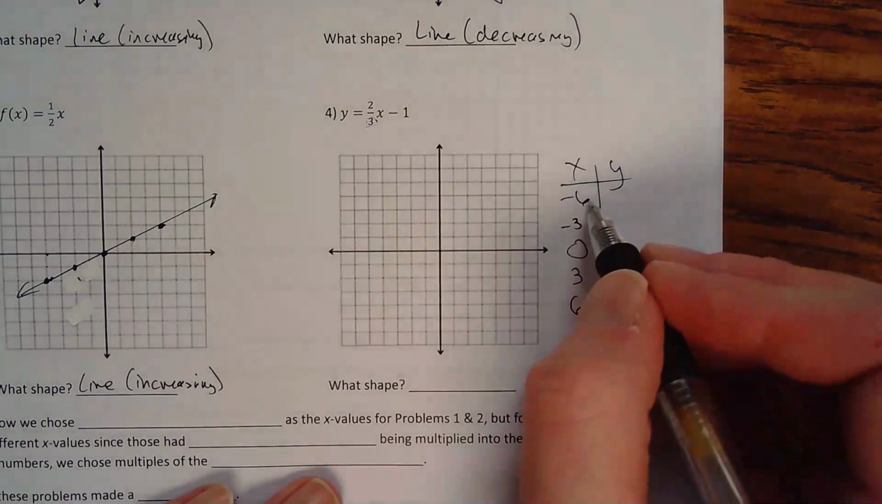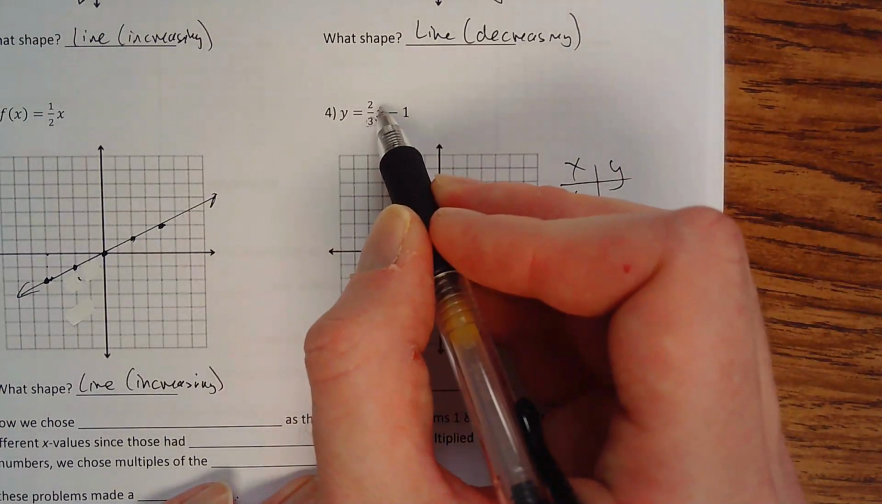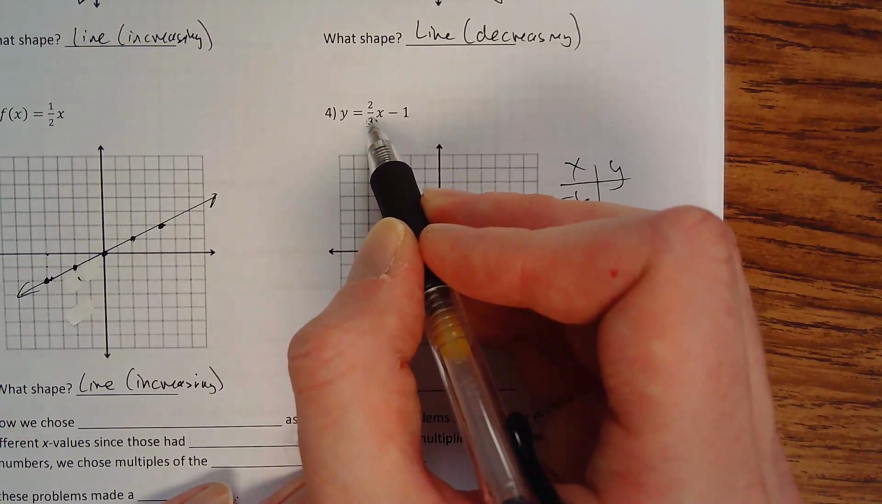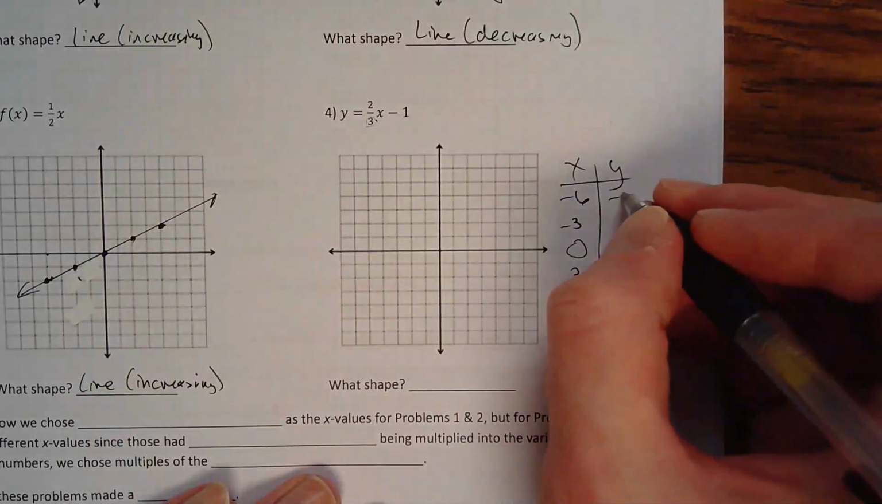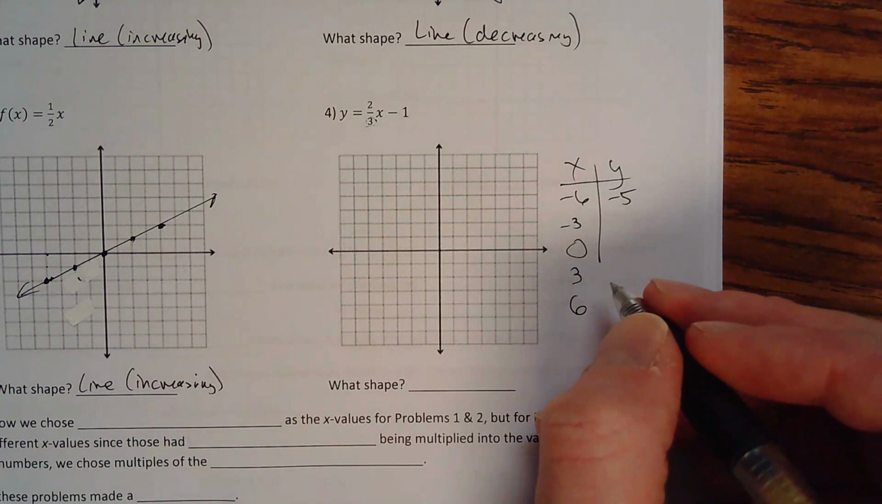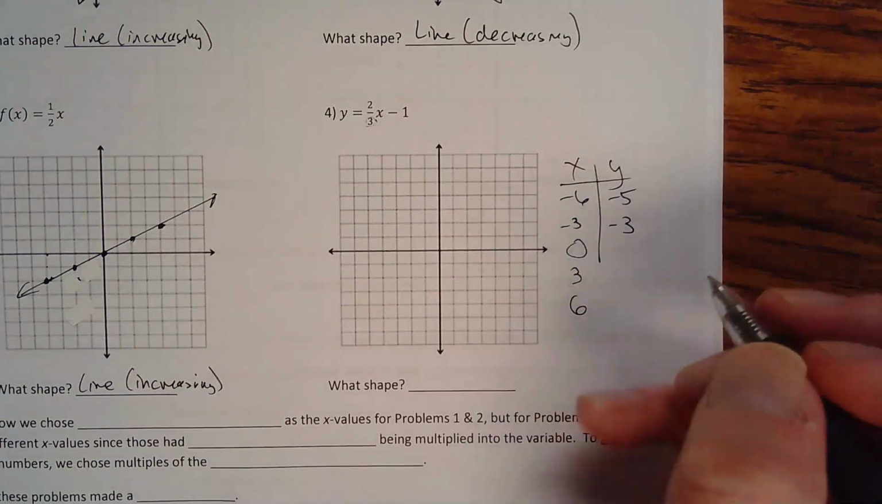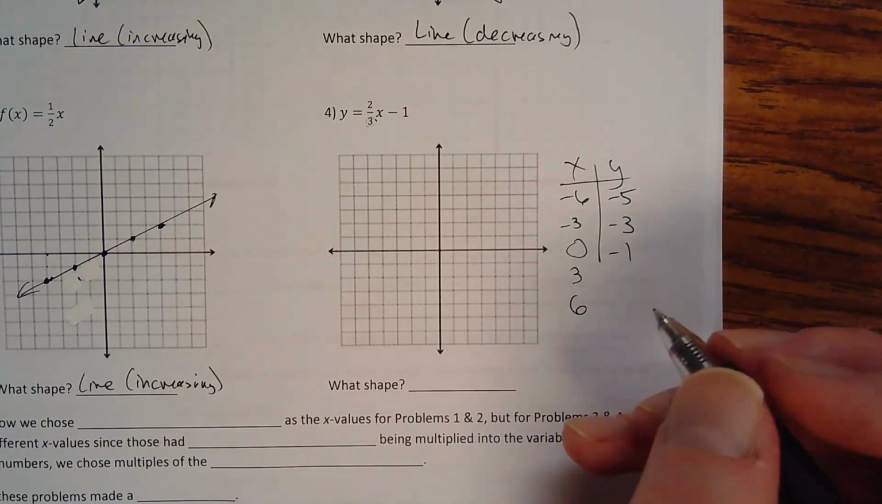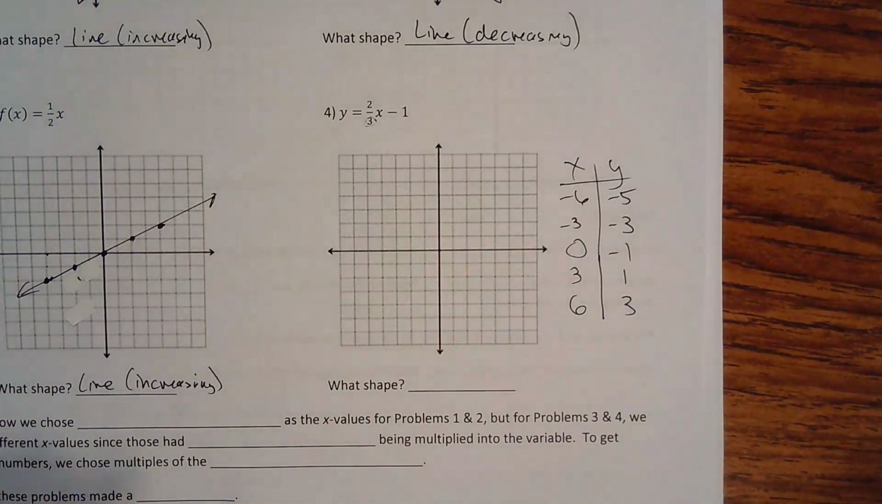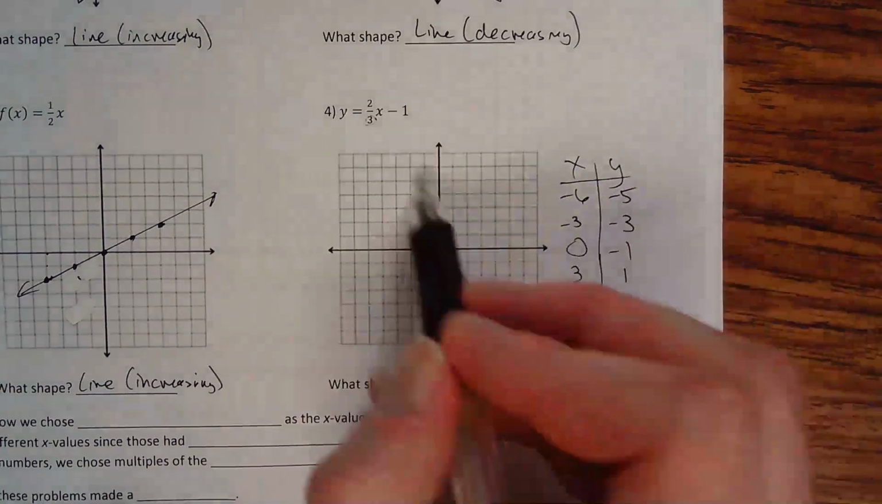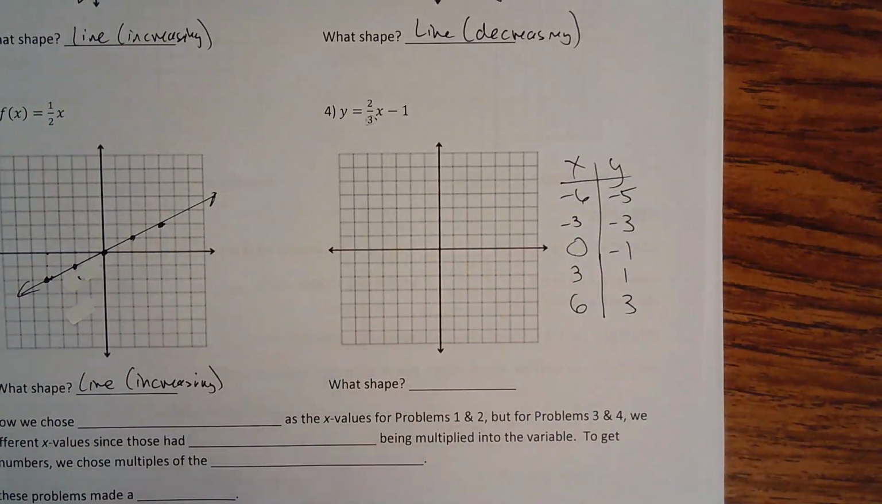Okay, so if I plug in negative 6 up here, negative 6 divided by 3 would be negative 2, times 2 would be negative 4. Negative 4 minus 1 is negative 5. Plug in negative 3, you get negative 3. Plug in 0, you get negative 1, and then 1 and 3. So again, you'll have to do that yourself. I'm going kind of fast, but if I plug those numbers in, you can use a calculator if you want, you'll get those table of values.